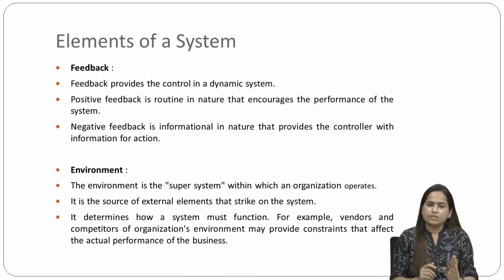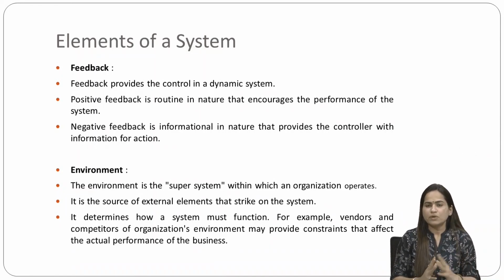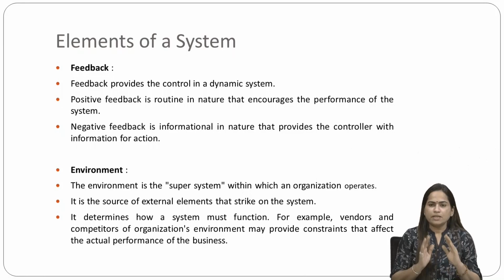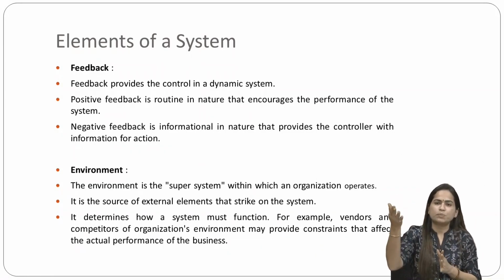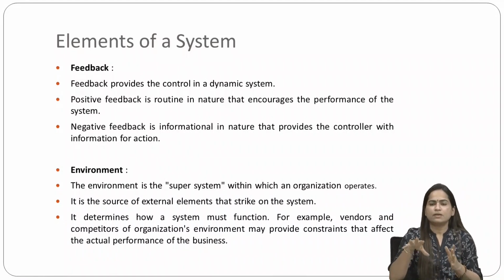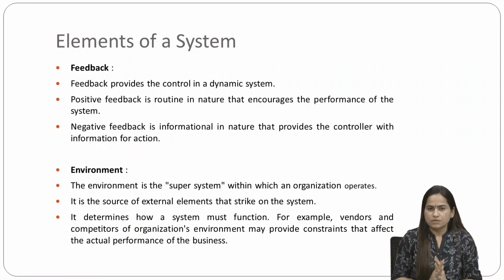In elements of a system, we have another element, that is environment. Now what is the meaning of environment? Environment is the super system within which an organization operates. Each and every system will have one environment that will work as a super system where we are having our system. It is the source of external elements that strike on the system.